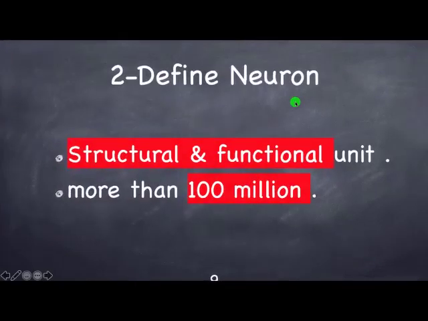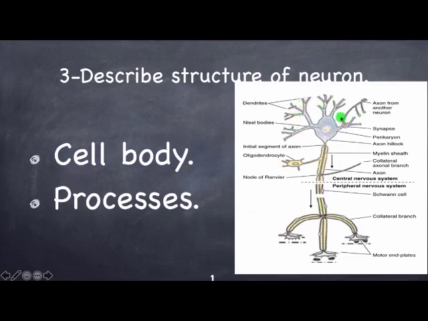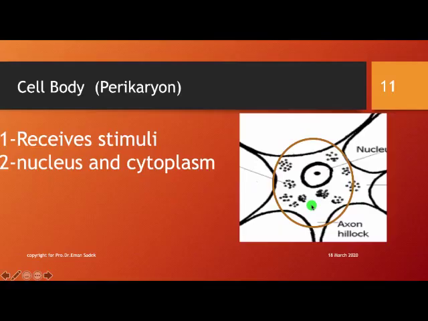Let's start with the neuron. The neuron is the structural and functional unit in this nervous tissue, and their number is more than 10 million. So imagine what is the number of the neuroglial cells. The structure of the neuron is a very common short question. It is formed of cell body and processes, dendrites and axon. We will start with the cell body.